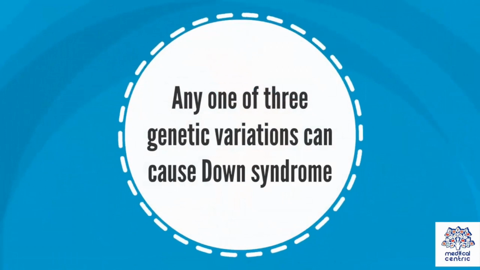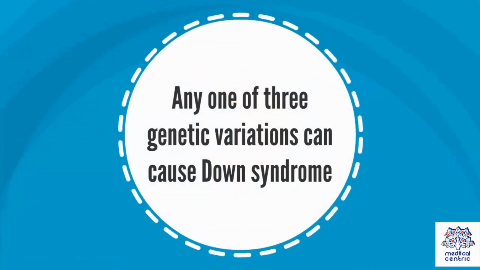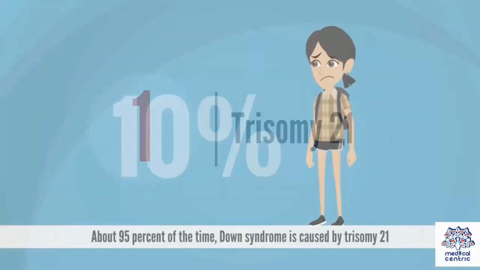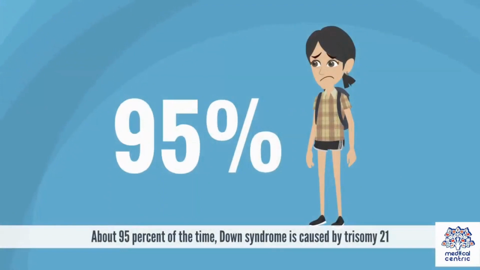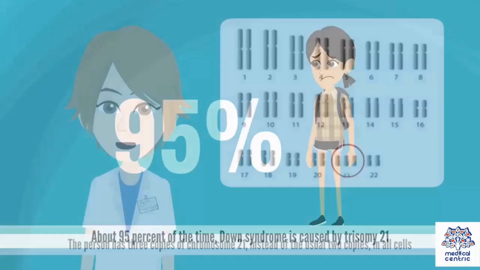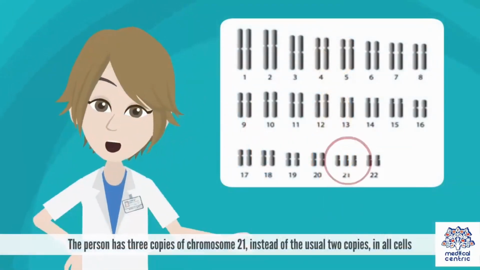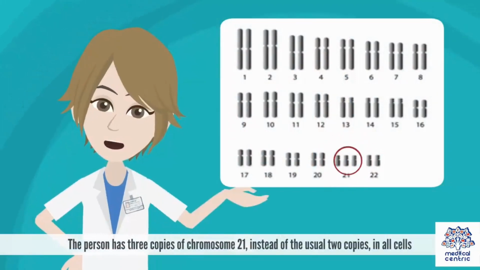Any one of 3 genetic variations can cause Down syndrome. Trisomy 21. About 95% of the time, Down syndrome is caused by trisomy 21. The person has 3 copies of chromosome 21, instead of the usual 2 copies in all cells. This happens because the spindle fibers fail to function during anaphase 1 or anaphase 2. As a result, the chromosome fails to separate, or we call as non-disjunction.